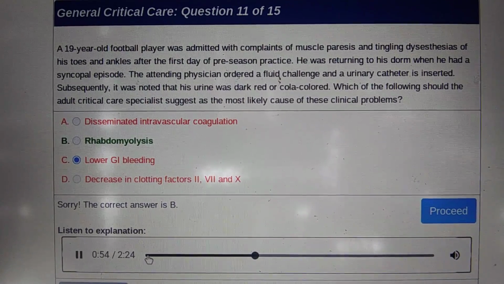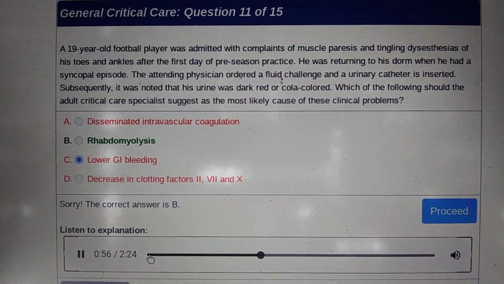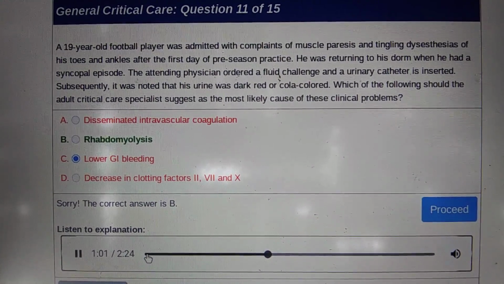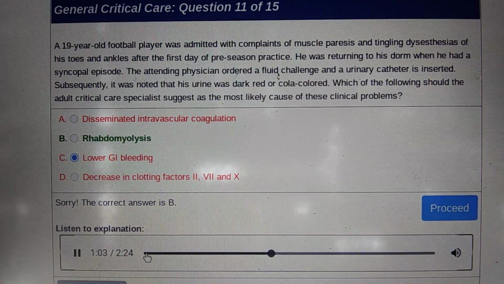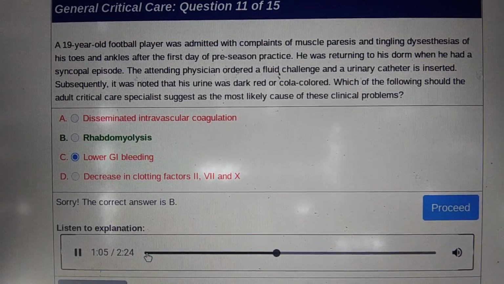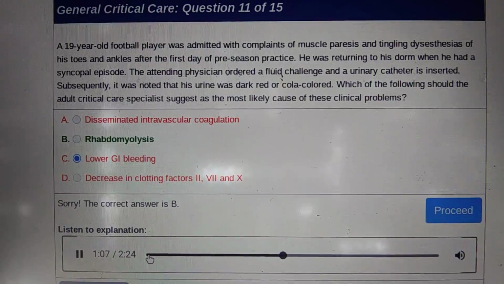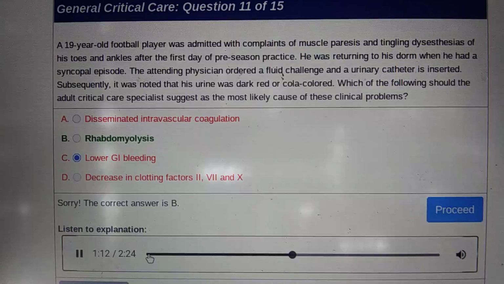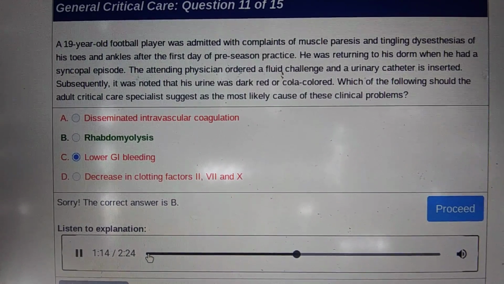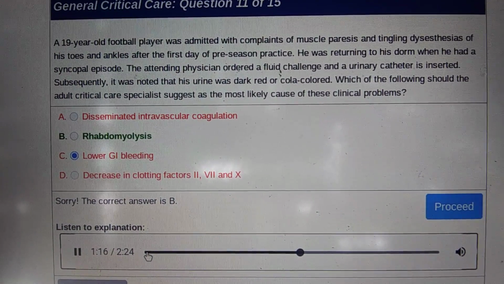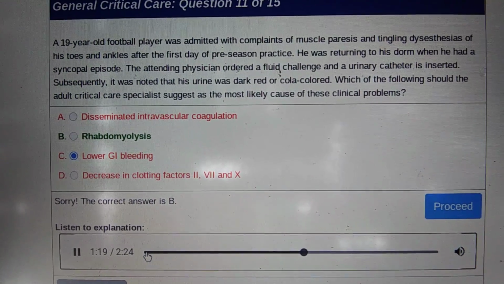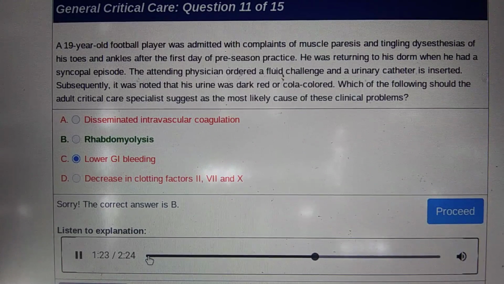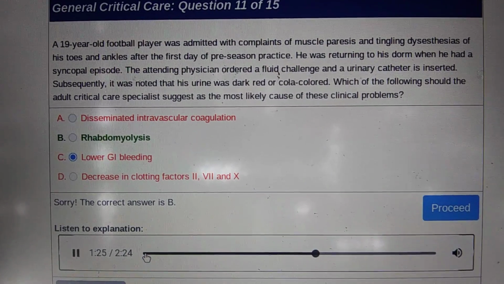Okay, well, you put all the pieces together. We had a football player, first day of practice, they're banging into each other, and now he's got dark red urine. Well, that's classic for rhabdomyolysis. When the skeletal muscles get banged or damaged, crushed, they release the chemicals that are going to change the color of the urine to something dark. Okay, and that's what we're dealing with here. So if you've studied your pathology, you should have recognized that as being a classic sign of trouble.